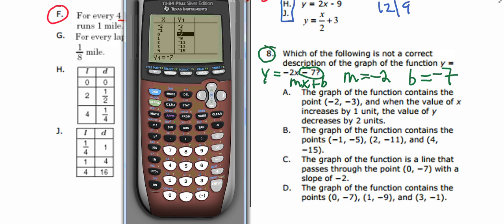D has to be incorrect. 0, negative 7 is true on D. 1 is negative 9, which is true. And 3 is negative 1. Well, 3 doesn't equal negative 1. It equals negative 13. So that is the incorrect answer.